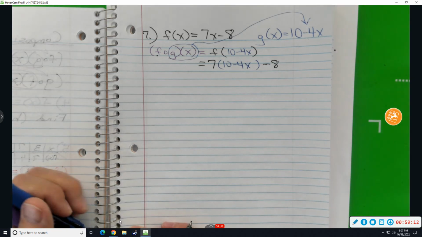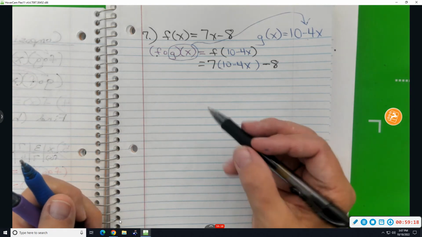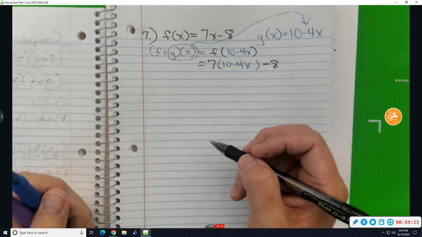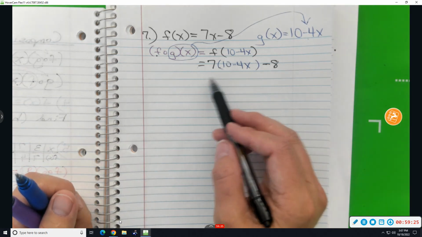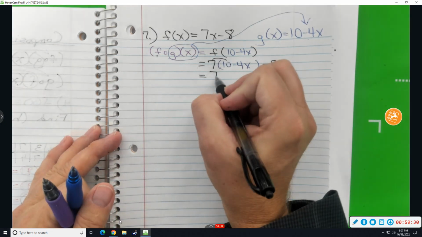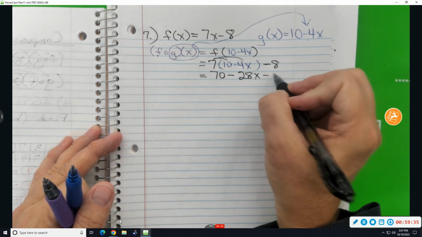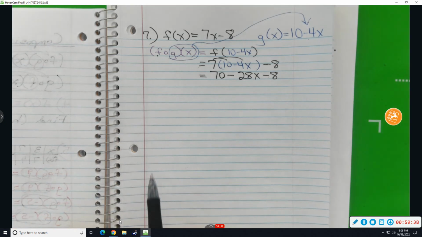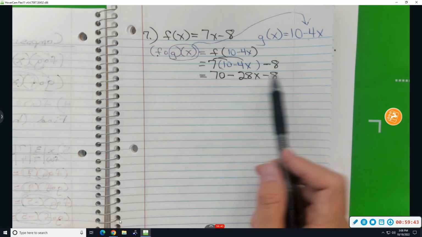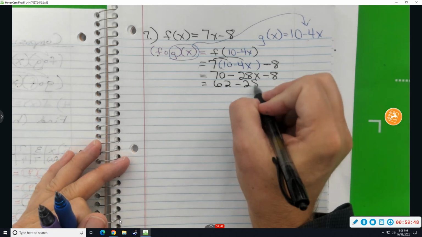And we know how to simplify this. We know what to do when we have parentheses with a number sitting in front of it. What am I going to do here? Distribute, I agree, to give me 70 minus 28x, and I still have that minus 8. Okay, I agree. 70 minus 8 is 62 minus 28x.